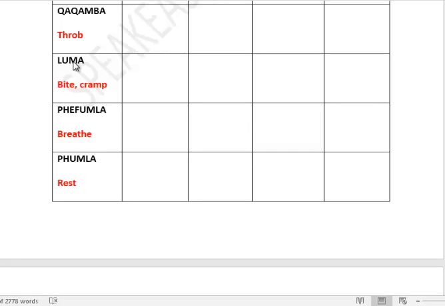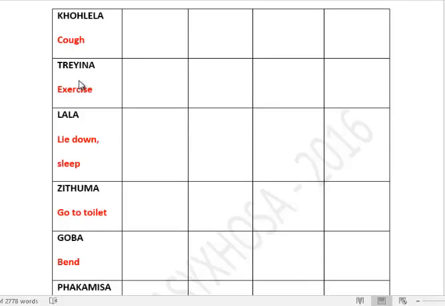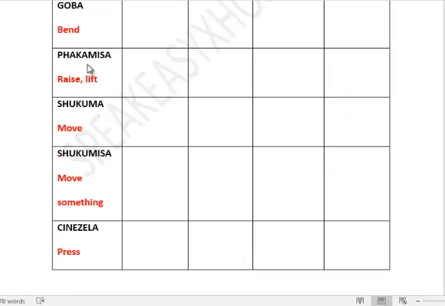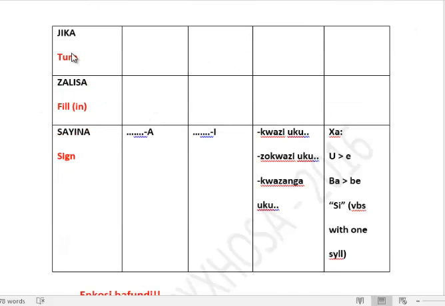Qaqamba, throb. Luma, bite or cramp. Phefumla, breathe. Phumla, rest. Khohlela, cough. Traina, exercise. Lala, lie down or sleep. Zithuma, go to the toilet. Goba, bend. Phakamisa, raise or lift. Shukuma, move. Shukumisa, move something. Cinezela, press. Jika, turn. Zalisa, fill in or complete the form, or fill a glass of water, zalisa.